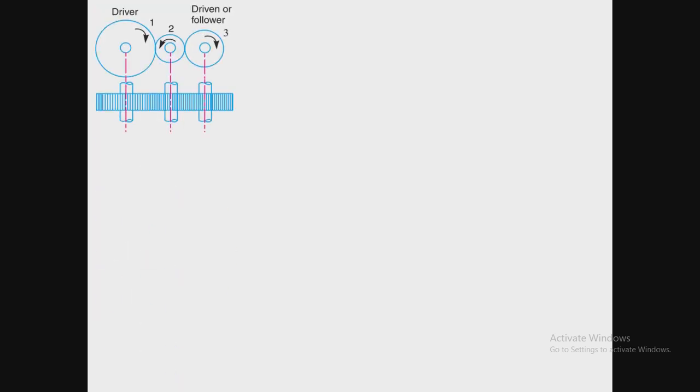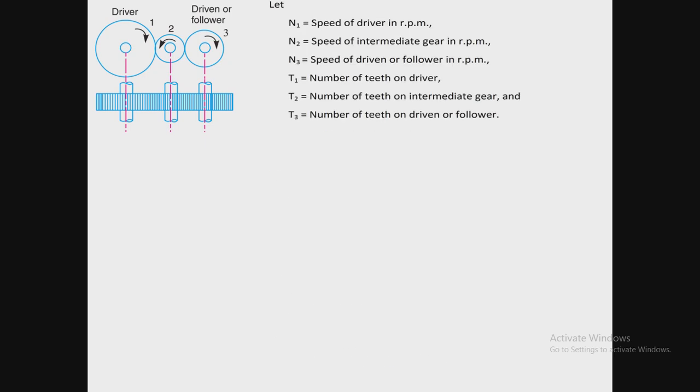So now we are going to see the velocity ratio for this case. Before moving to velocity ratio, we are going to see some terms. Here N1 is the speed of the driver, N2 is the speed of the intermediate gear, and N3 is the speed of the driven gear. Similarly, T1 is the number of teeth on the driver, T2 is the number of teeth on the intermediate gear, and T3 is the number of teeth on the driven gear.